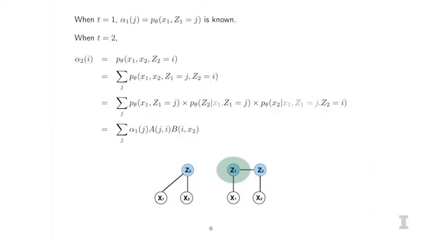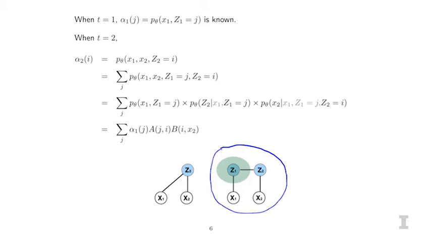Next, I want to explain why I draw the graphical structure of those three variables this way. This is the original graphical structure with 2 latent states and 2 observations.